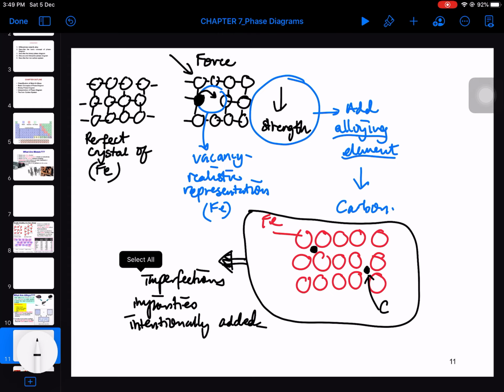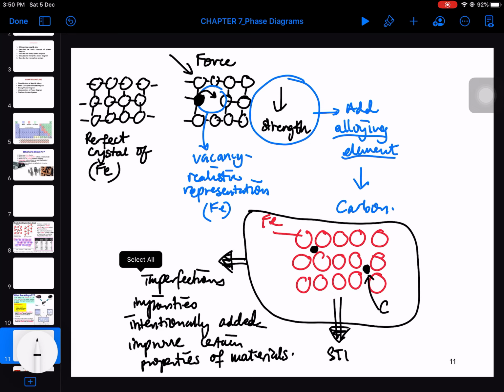So this is an example of how impurities can be intentionally added in order to improve certain properties of materials, or metals. Since we already have the carbon in the interstitial site of iron, it becomes what we call steel.